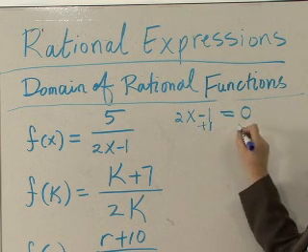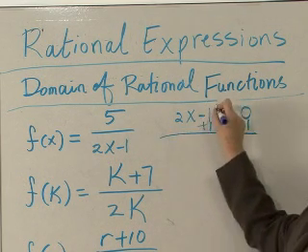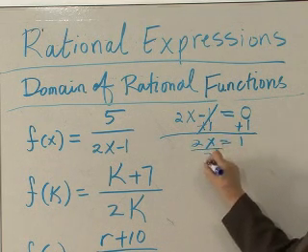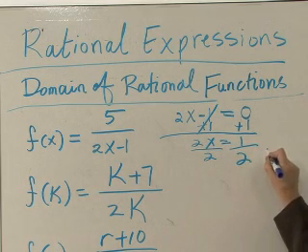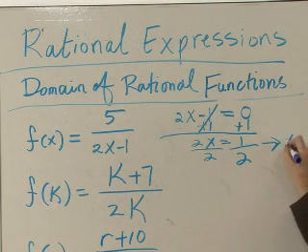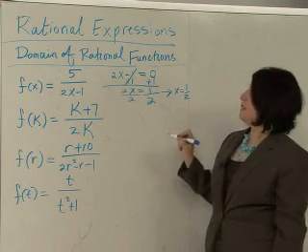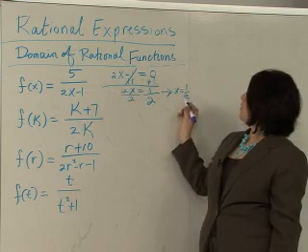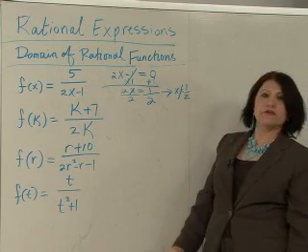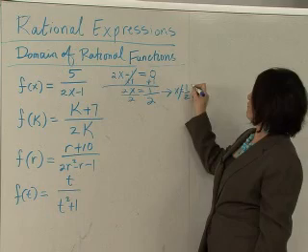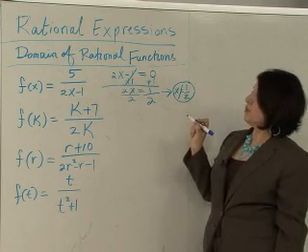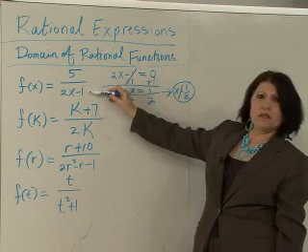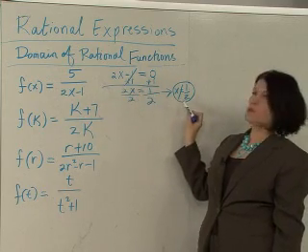I'm going to add 1 to both sides. I get 2x equals 1, and then I'm going to divide by 2. That will give me x equals 1/2. But remember, x equals 1/2, when you plug it in here, makes it 0. So that's your exception right there, and you're going to say x cannot equal 1/2. So if x cannot equal 1/2, and we're talking about the domain, then the domain would be all real numbers except 1/2.